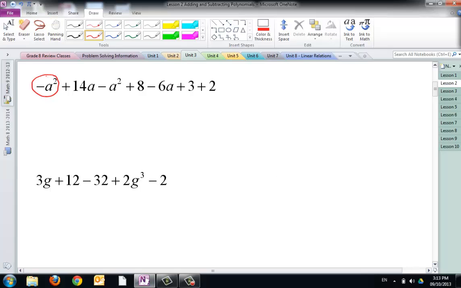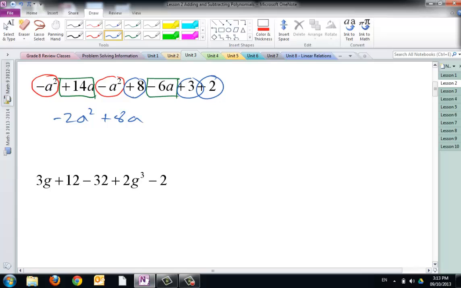I've got an a squared and another a squared here. I've got a 14a and a 6a, and finally I've got some constants, all like that. So this becomes negative a squared minus a squared, which is negative 2a squared. 14a minus 6a is 8a, plus 8 plus 3 plus 2 is plus 13.